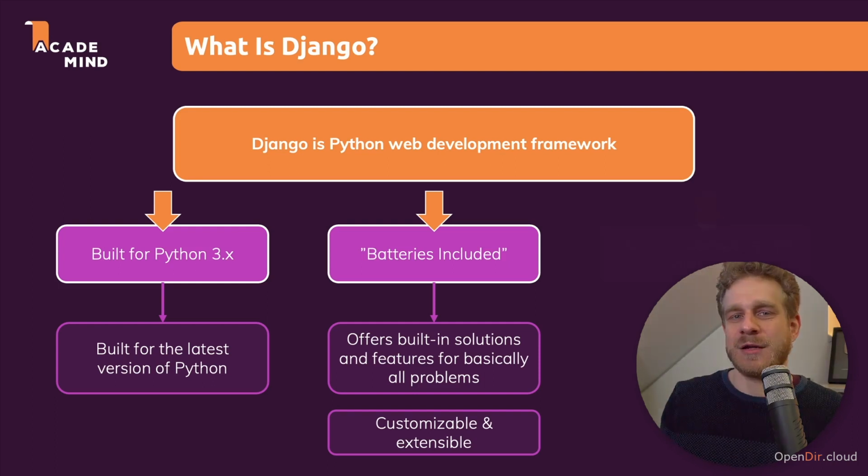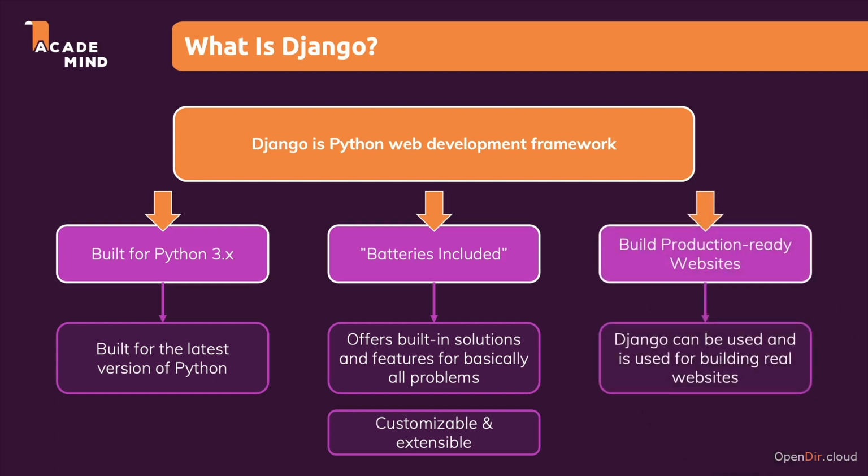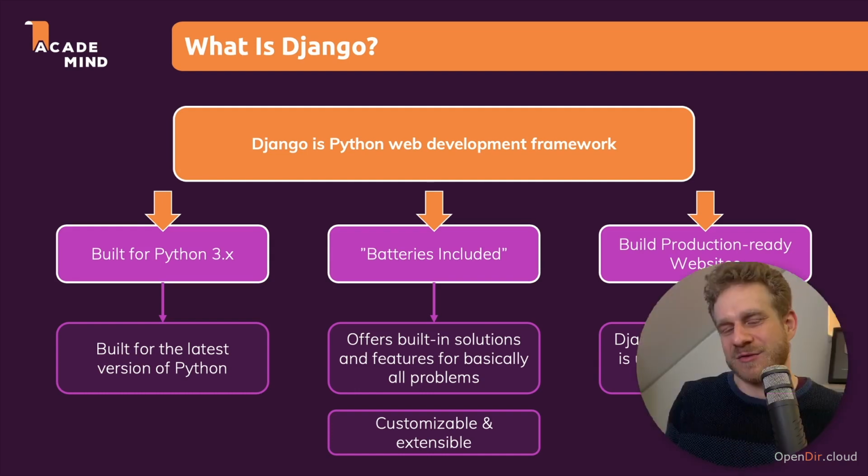Now, last but not least, I also want to emphasize that Django is not just some small framework for side projects, but that you can really use it to build websites of any size with it. No matter if that is a small side project or a large enterprise level application, you can build it with Django. And in this course, we're going to dive into all the core features you need to know to use Django. So that is Django, and that's why it's pretty awesome.